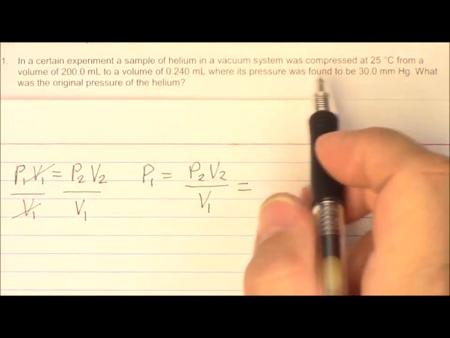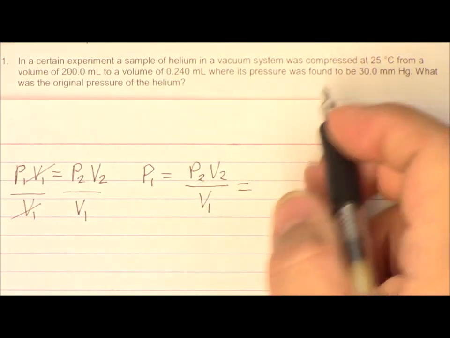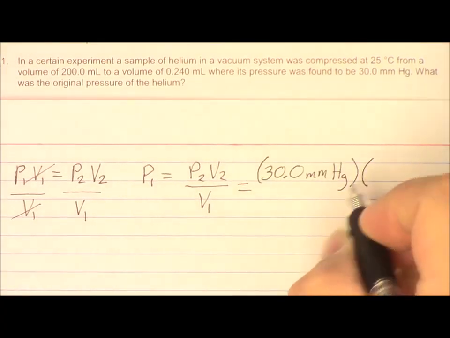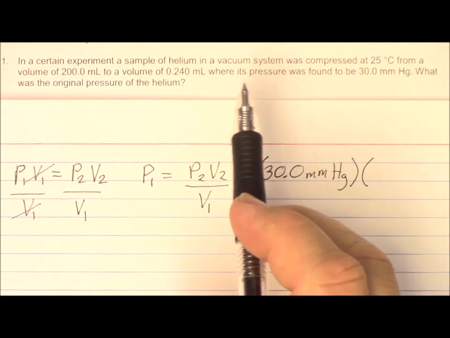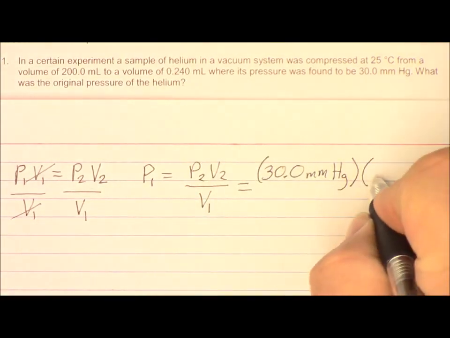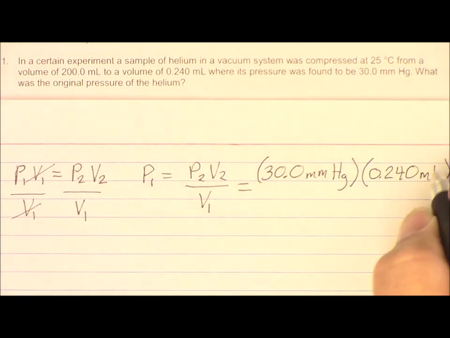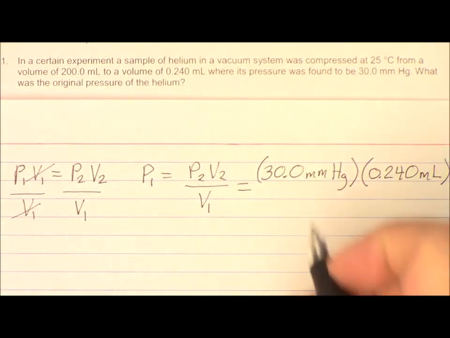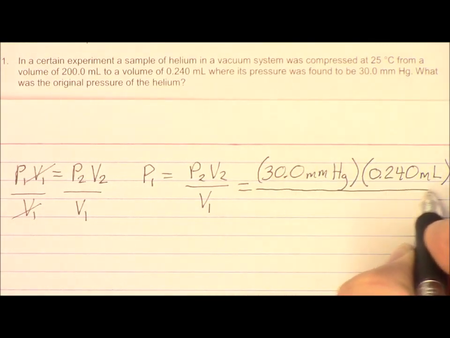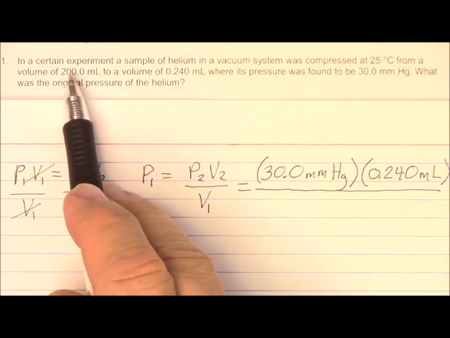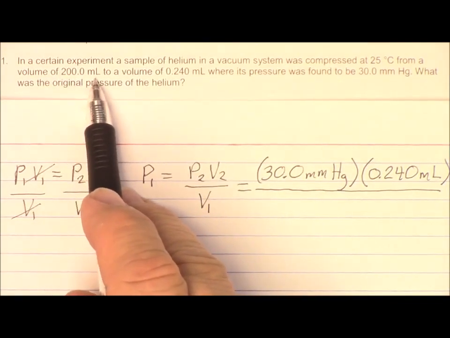Pressure 2 is 30 millimeters of mercury. V2 is 0.240 milliliters. We have to divide this by the initial volume. Initial volume, 200 milliliters.